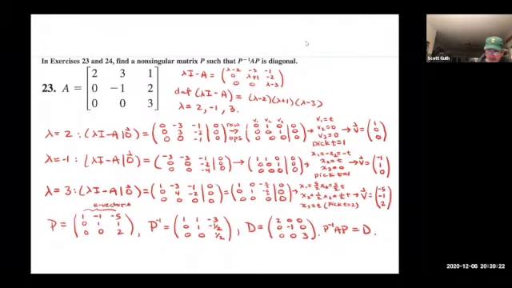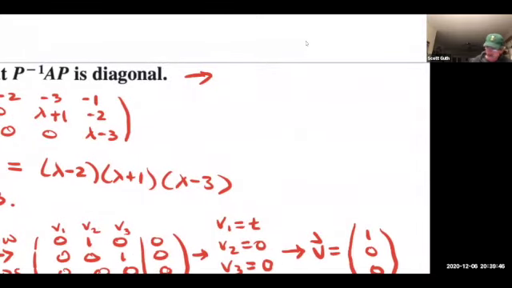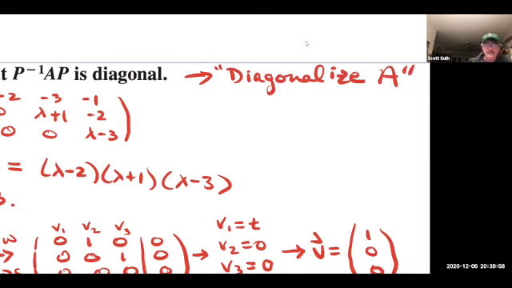So here it says in exercises 23, we're finding a non-singular matrix P such that P inverse A P is diagonal. So they are telling you to diagonalize A, okay? So maybe just a quick note here. This is just code for it says diagonalize A. I could have just said it like that. Okay, so P has eigenvectors for columns.